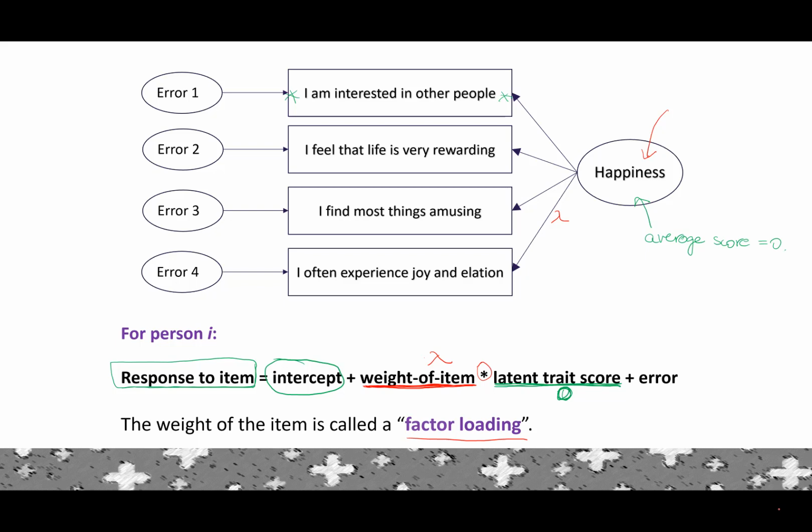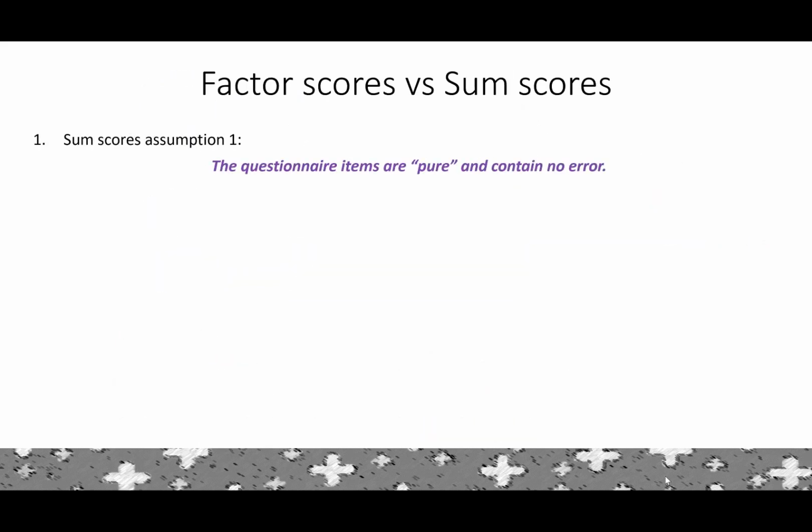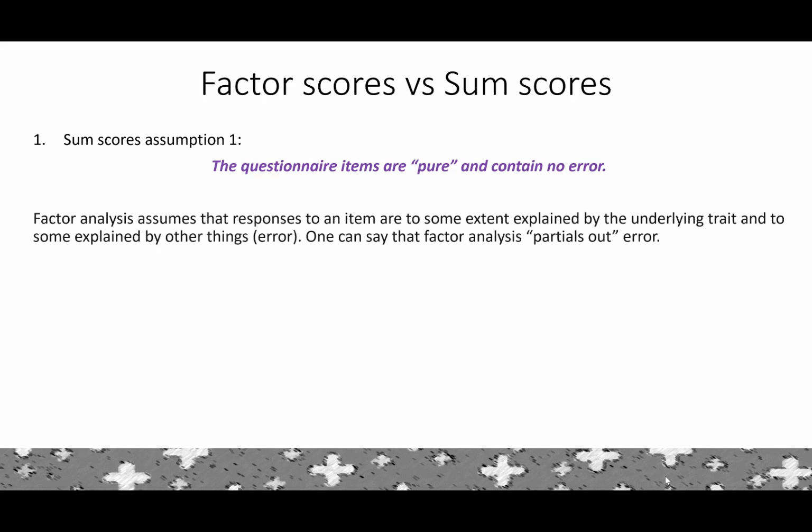But of course, there's the compounded problem that these could actually all be manifestations of the same underlying thing. Even so, you might wonder, why shouldn't I just compute a total score in the form of an average score or a sum score? So let's have a look at how these two differ. So one of the assumptions of sum scores is that the questionnaire items are pure and contain no error. In contrast, factor analysis assumes that responses to an item are to some extent explained by the underlying trait and to some extent explained by other things which we label error. One can say that factor analysis partials out error.